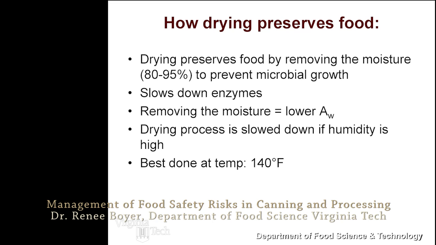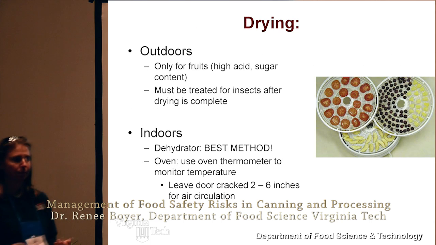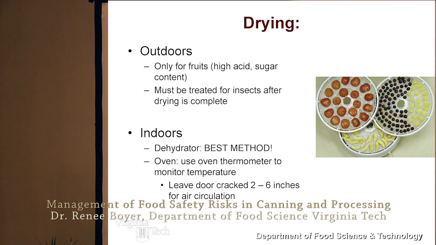The drying process is slowed down if the humidity is high, so it might take longer in the summer in Virginia to dry a product than it would somewhere else. It's best done at about 140 degrees Fahrenheit. There are a couple of different methods recommended for drying.